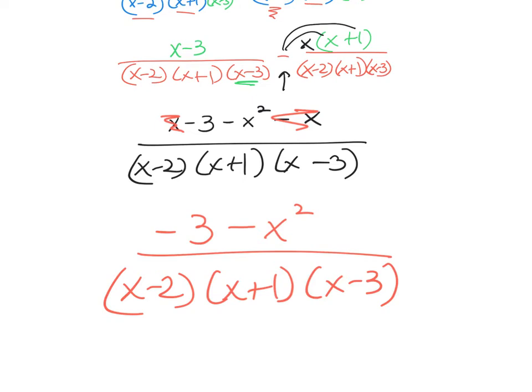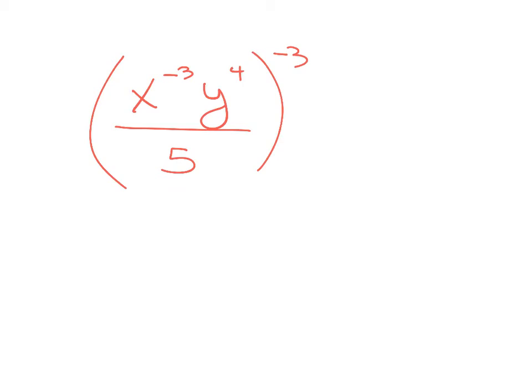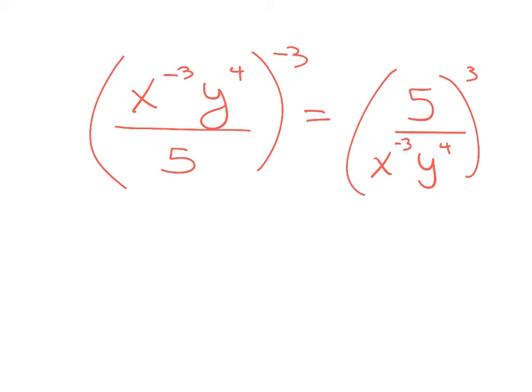Let's try some easier ones. Let's try some exponents. X to the negative 3, y to the 4th, over 5 raised to the negative 3 power. Remember, when you have a negative exponent, think reciprocal here. So I'm going to flip this fraction. I'm going to put the 5 in the top, the x to the negative 3, and the y to the 4th in the bottom, and then make the exponent positive.